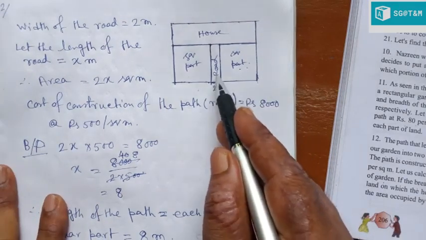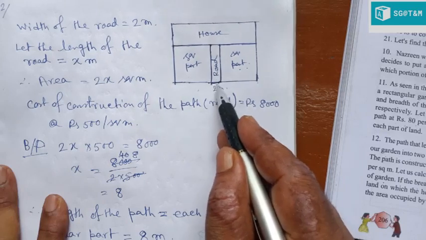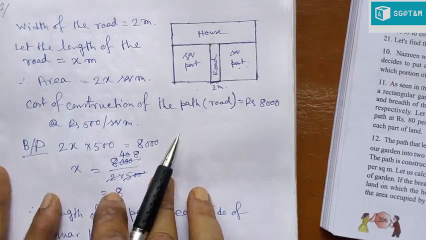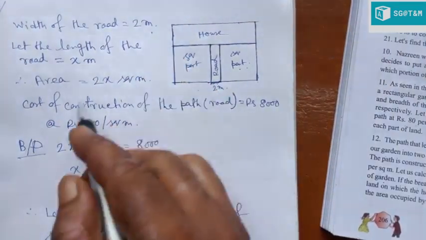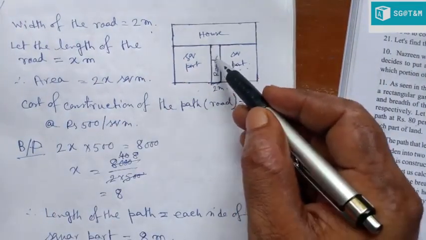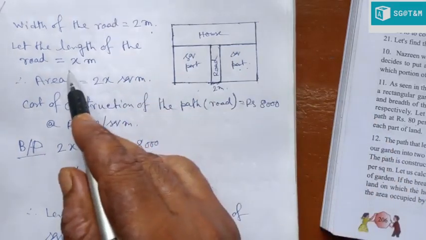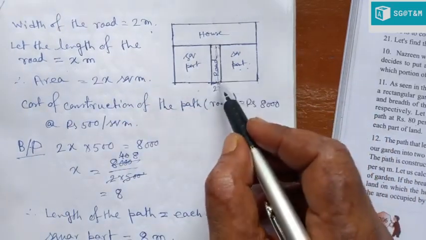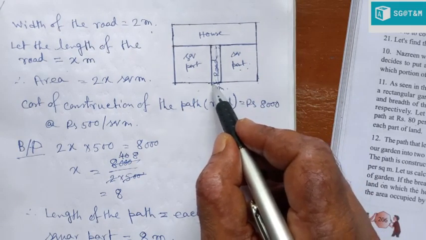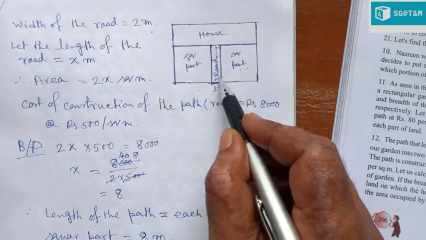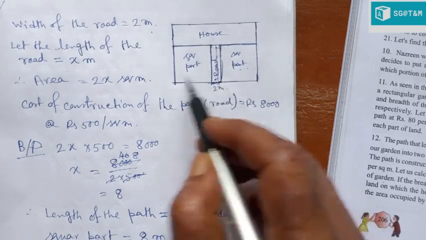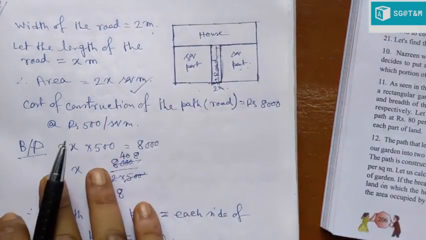This is the road constructed, 2 meter wide. Now the width of the road is 2 meter, given, and let the length of the total road be x meter. Suppose this length is x meter, this length is x meter. So this road is a rectangular field. The area of this is 2 meter times x meter, so the area is 2x square meter.